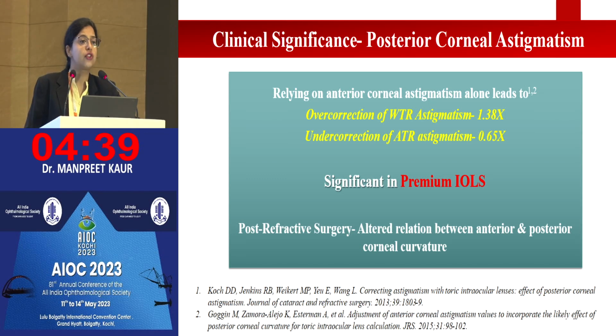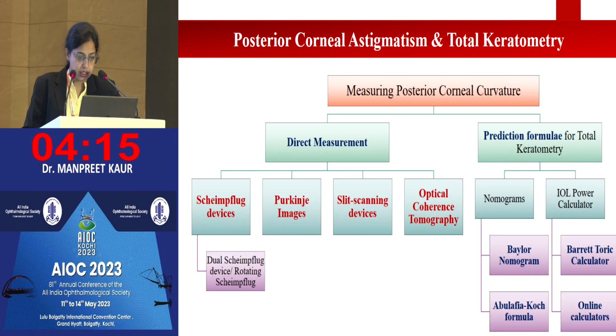Then again, in post-refractive surgery cases, post-RK, post-LASIK, and ectatic corneas, there is an altered relation between the anterior and posterior corneal curvature. There again, the normal ratios and assumptions do not hold true, and you have to have devices or nomograms that take into account the posterior corneal curvature. So we have well established why we should know about posterior corneal astigmatism and why we should take it into account. So how do you end up measuring it? You can either assess it directly.